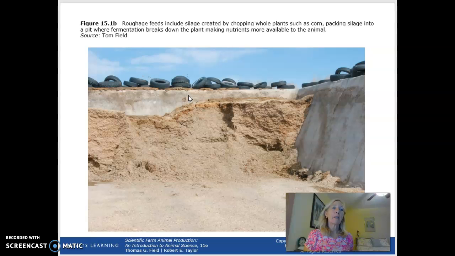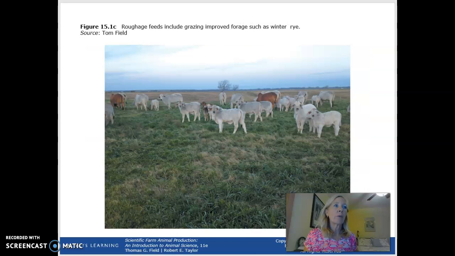The reason why it's packed into the pit and covered with plastic and then those tires is because we want that silage to ferment, and the fermentation prevents rotting and makes the feed very palatable for dairy cows. So that is another example of a roughage feed, and that would be corn silage, and we can make silage out of other things, but a lot of times we do corn around here.